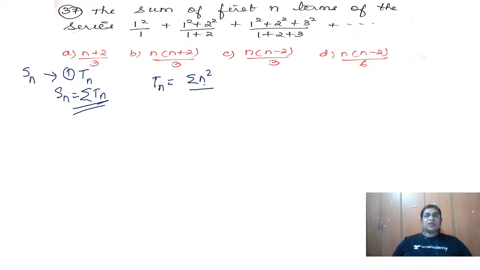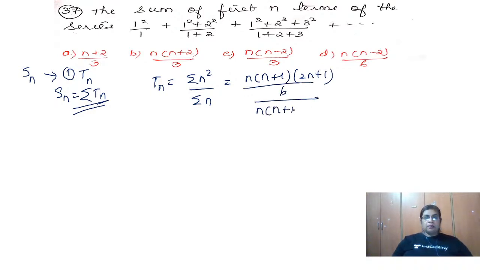What do you find the last term? 1 plus 2 plus ... n. So that's nothing but summation n. Now, what is the summation n square formula? n into n plus 1 into 2n plus 1 divided by 6, all divided by n into n plus 1 by 2. So n plus 1 gets cancelled.